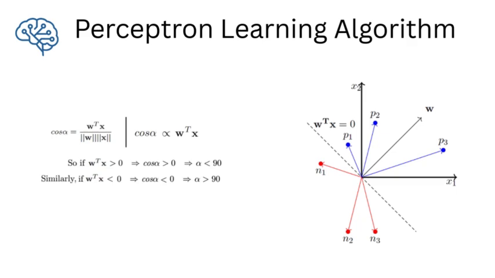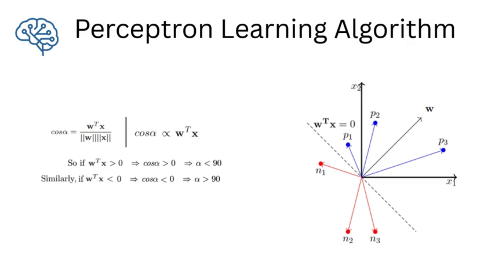If W transpose times X is greater than 0, then cos alpha is greater than 0, which means the angle alpha between W and X is less than 90 degrees. In other words, the input vector is pointing roughly in the same direction as the weight vector. If W transpose times X is less than 0, then cos alpha is less than 0, meaning the angle is greater than 90 degrees. Now the input vector points in the opposite direction to the weight vector. This geometric viewpoint helps explain how the perceptron classifies points.